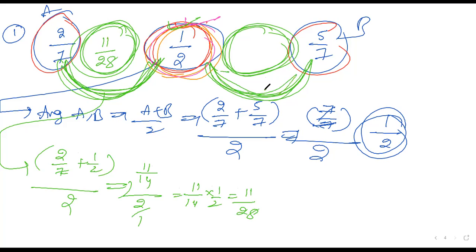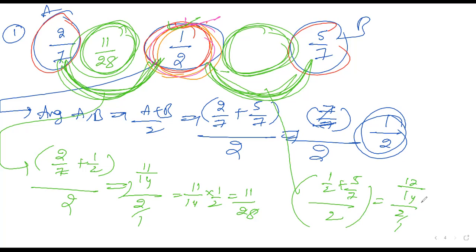Now in between this, you can take 1 by 2 plus 5 by 7, whole by 2. This is one method. With LCM 14: 7 plus 10 is 17 by 14, by 2. So 17 by 14 into 1 by 2 is nothing but 17 by 28. Now how many numbers did you get? Three numbers.